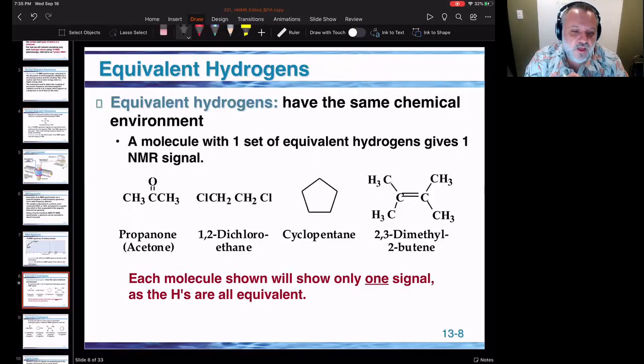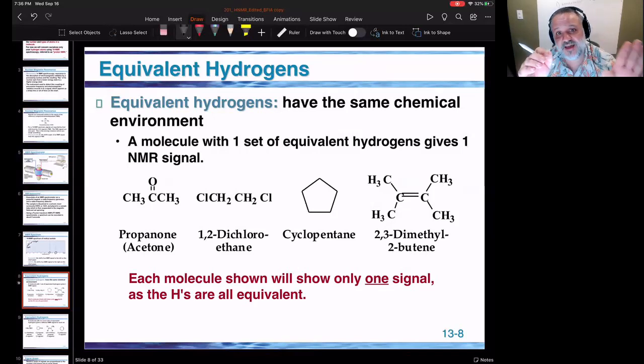Okay, and so let's take a look at this. So we're talking about chemical environments. And so it's saying each of these molecules will have only one signal. Propanone, it's a CH3, C double bond O, CH3. It's perfectly symmetrical. The hydrogens on either side of the C double bond O are in the same chemical environment.